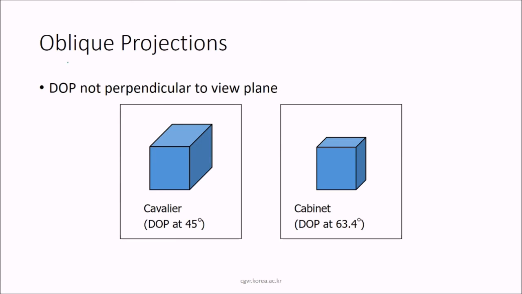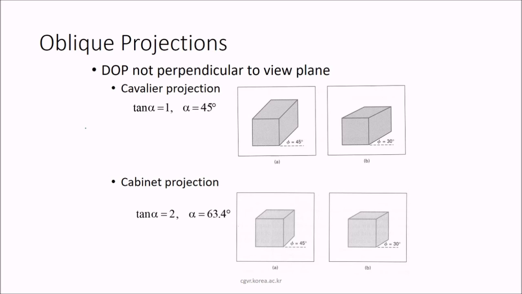In the case of oblique projections, this DOP is not perpendicular to the view plane. So you will get a DOP, that is direction of projection, at say some 45 degrees. If the angle becomes 63.4 degrees, the projection will change for the same object. So if we apply the oblique projection, if DOP is not perpendicular to the view plane, of course you'll get 45 degrees here and say 30 degrees here. And in the cabinet projection, if tan alpha equals 2 and alpha is 63.4 degrees, say these are the views.